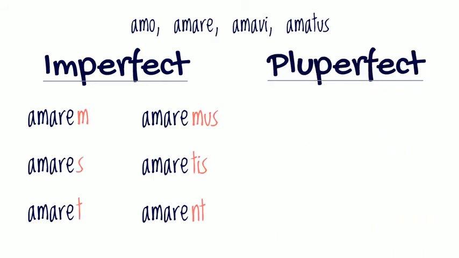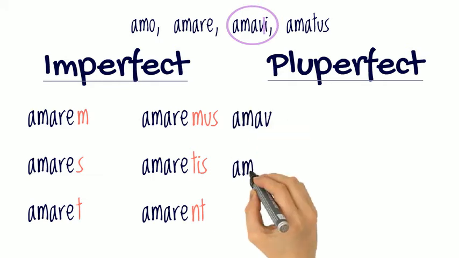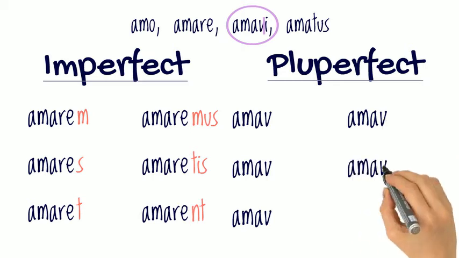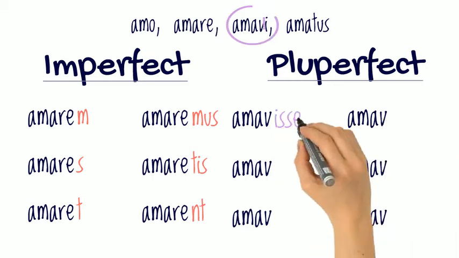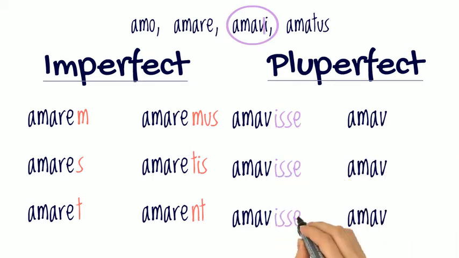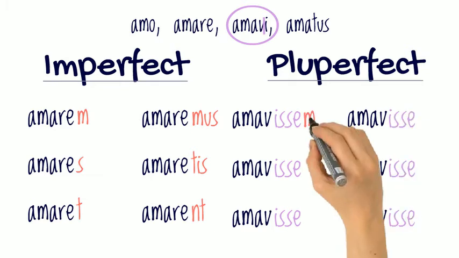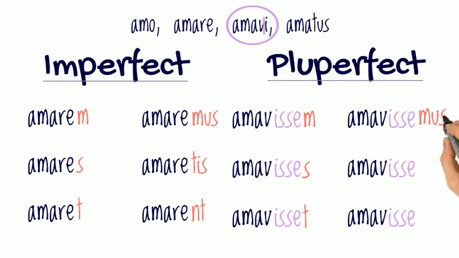For the pluperfect, we're going to use the third principal part, take off the perfect ending to get the stem, amav. To this stem, amav, we're going to add the particle isse. And after we've added the particle isse, we can use the exact same endings: m, s, t, mus, tis, nt.